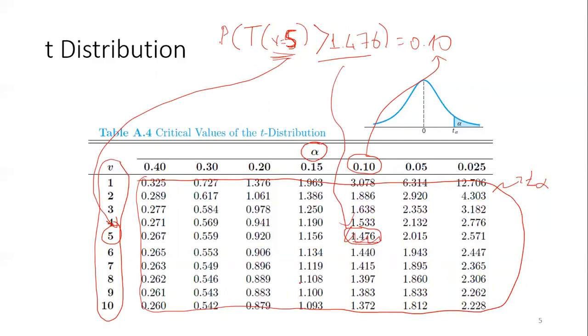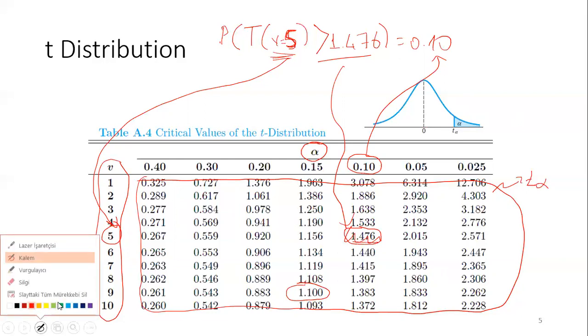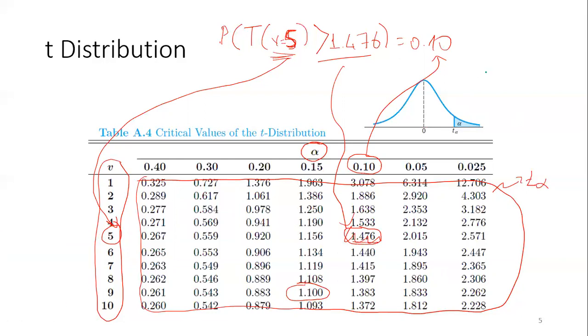Or let's solve this one. Let's see what this is. This is equal to, let me write it with a different color, the probability that a t random variable with 9 degrees of freedom is greater than 1.1, which is equal to 0.15. Okay, so this is how you read the table.